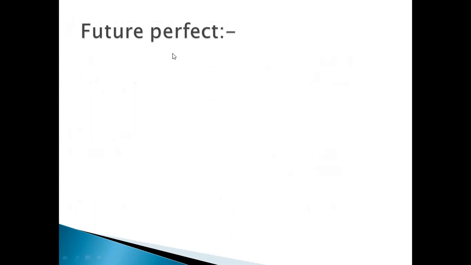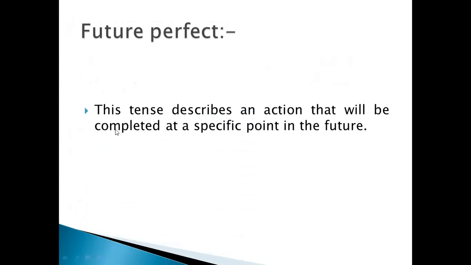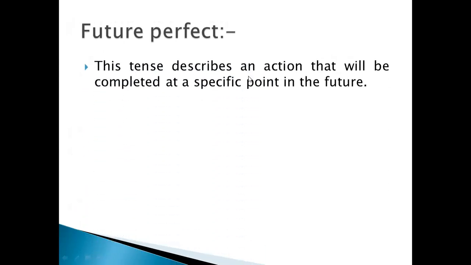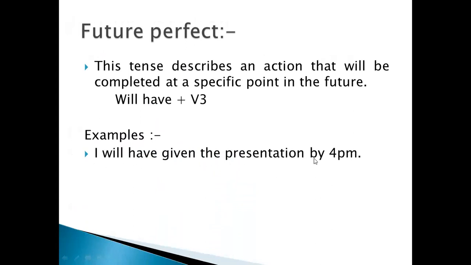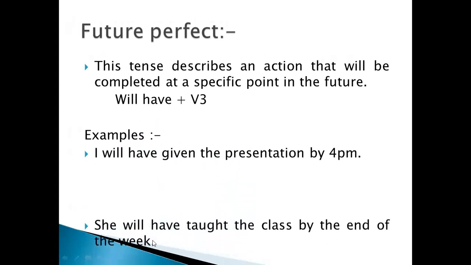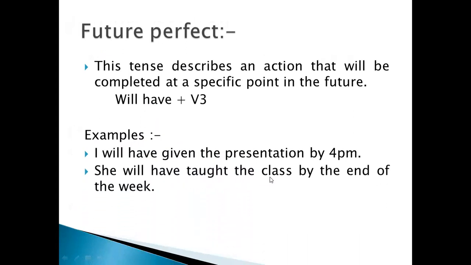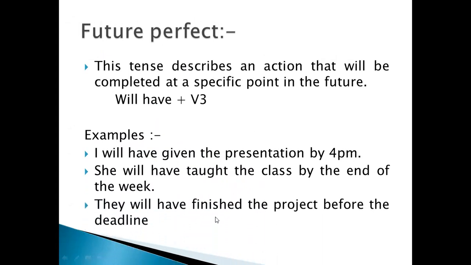Next, we have future perfect tense. This tense describes an action that will be completed at a specific point in the future. Will have plus V3 form of the verb is used in this case. Examples: I will have given the presentation by 4 p.m. She will have taught the class by the end of the week. They will have finished the project before the deadline.